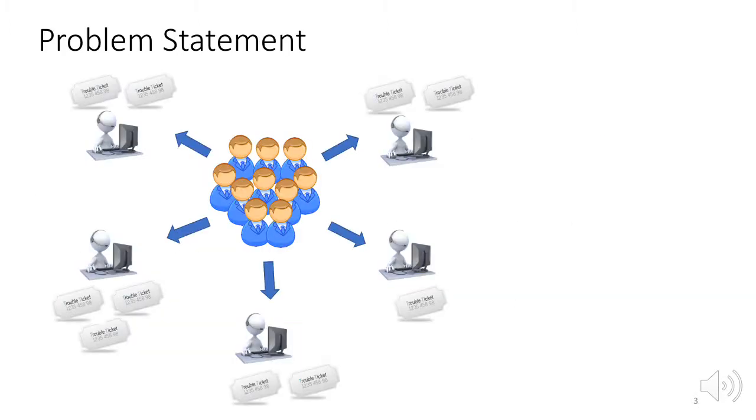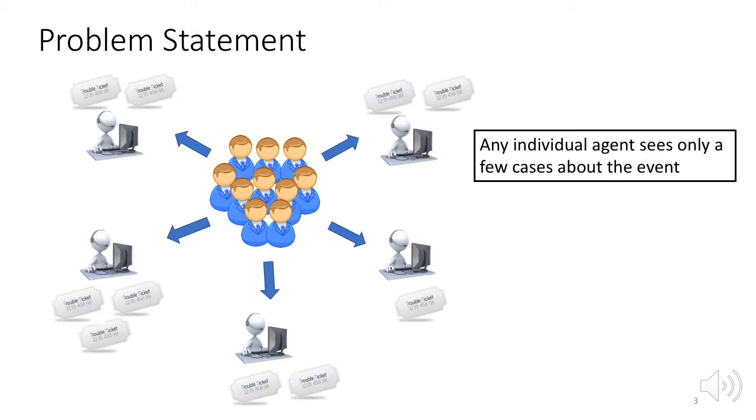When an event starts and impacted users start calling the customer service center, service operators want to learn of the event as soon as possible. However, each individual agent sees only a few cases about the event. They do not have the global picture. Each agent responds only to a tiny number of calls, and agents don't have time to discuss possible emerging events.